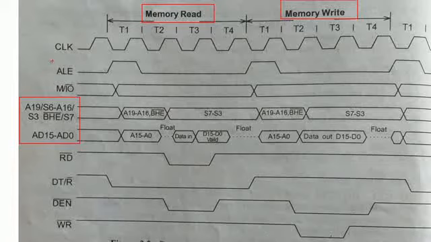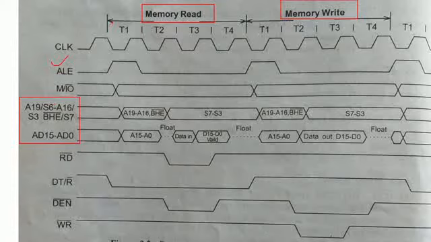This ALE signal takes the responsibility to demultiplex the multiplexed lines. As I told you during the explanation of the pin diagram, during the first clock cycle of our operation, that may be the fetching operation, the memory read operation or memory write operation, the ALE is going to be active high. When ALE is equal to 1, these lines are converted into the address lines.